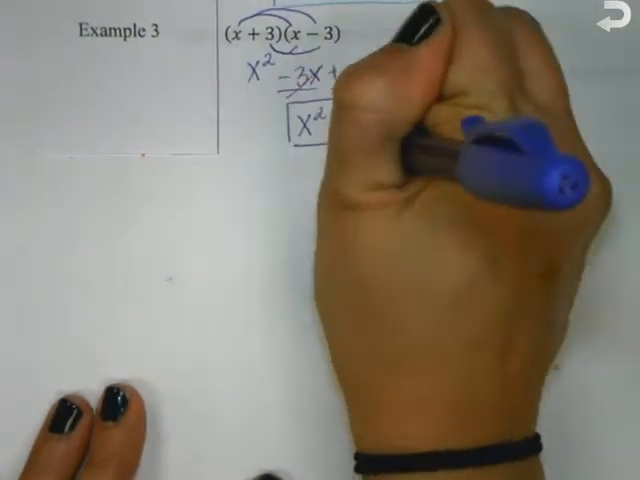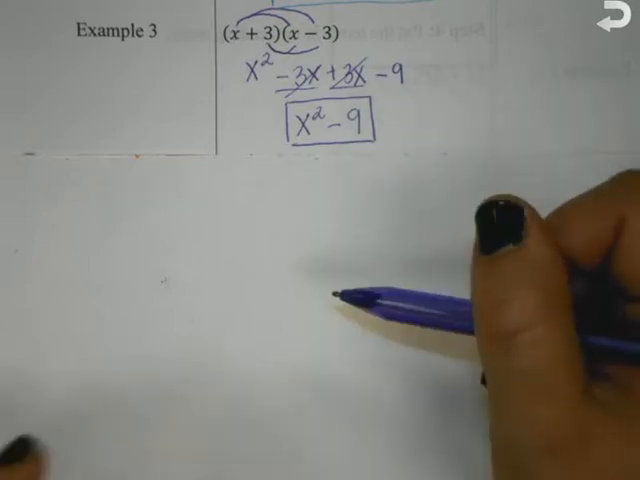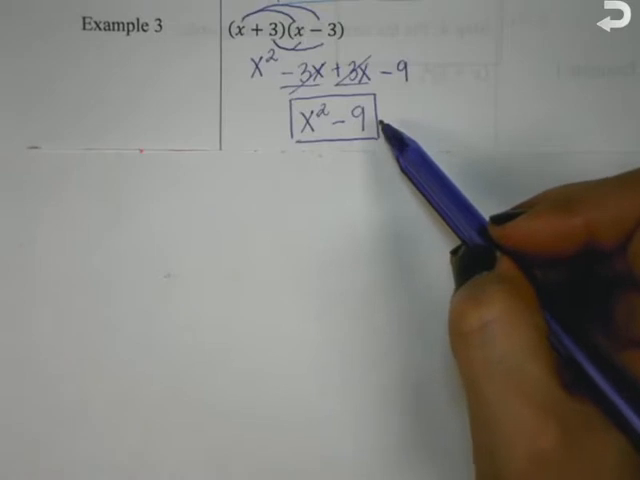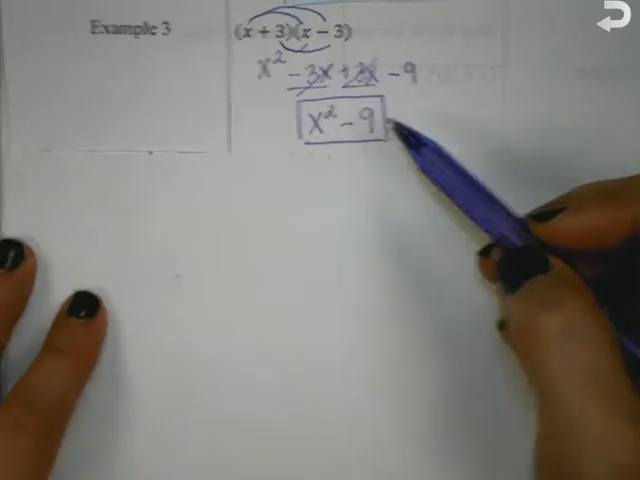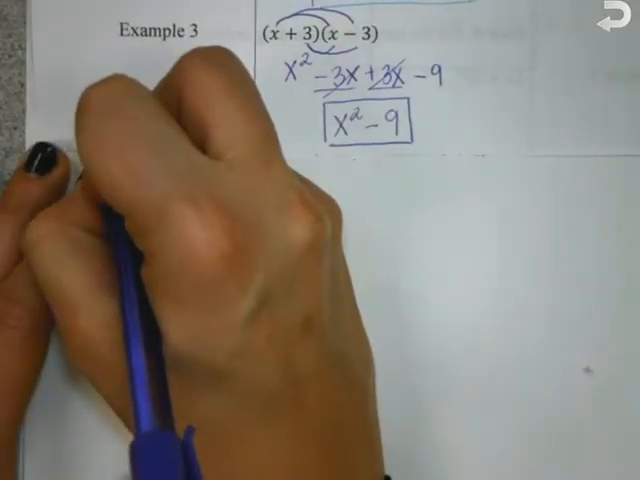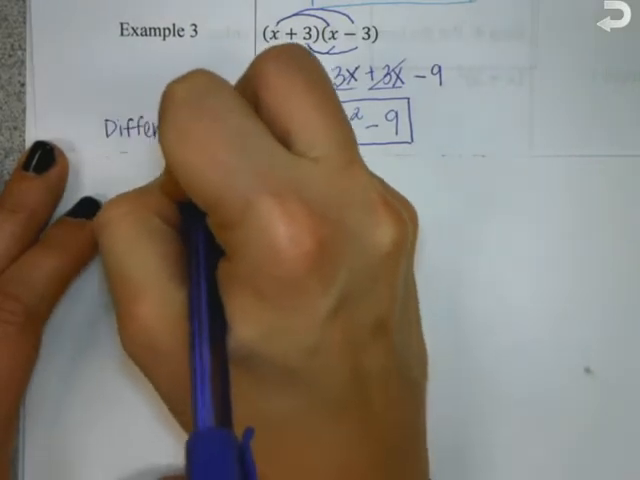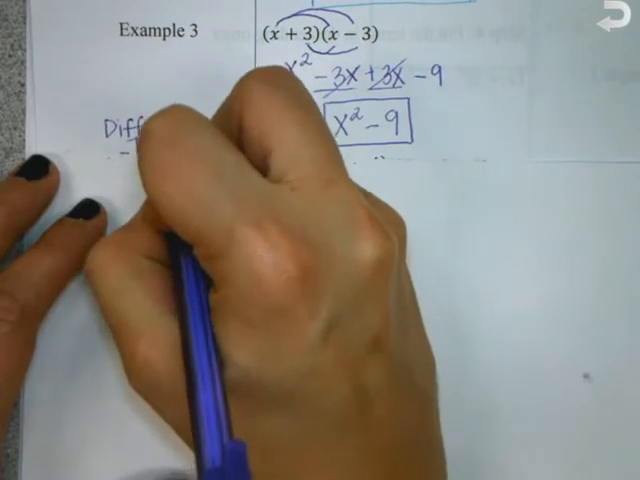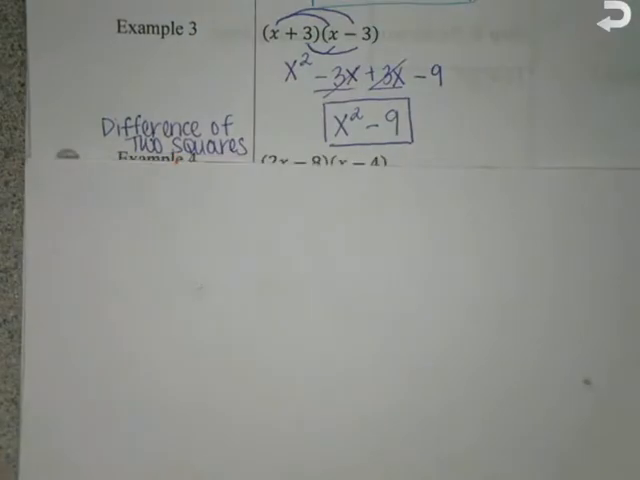This is, and you guys aren't going to be using this yet until the next unit, but this is actually a special kind of binomial. This is called a difference of two squares. I want you just to write it right here, just so you've seen it before. Difference of two squares. Okay. Why do you think it's called a difference of two squares?